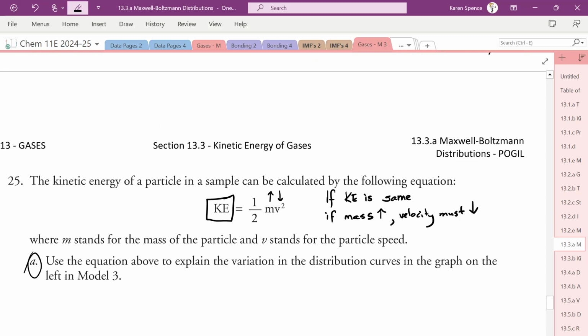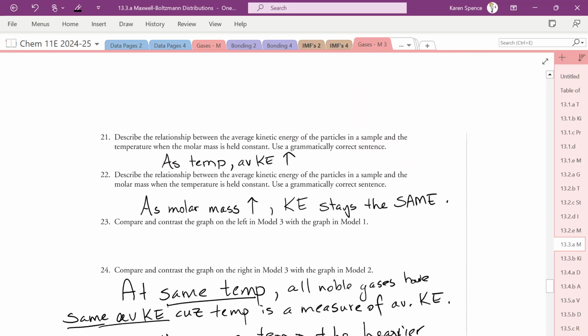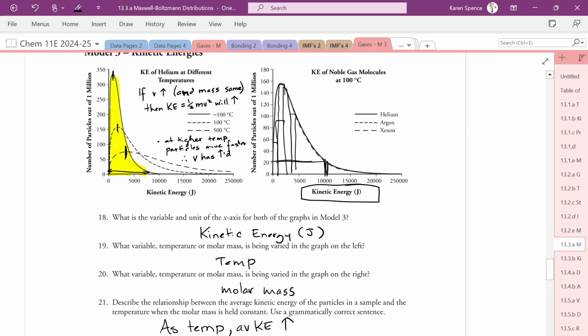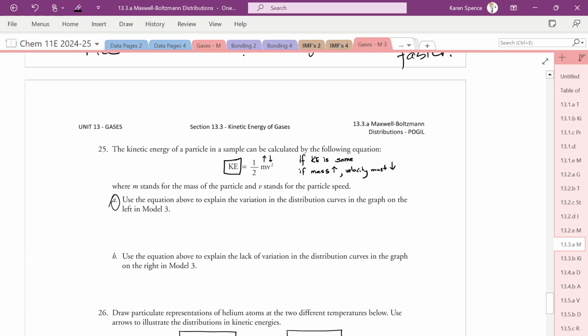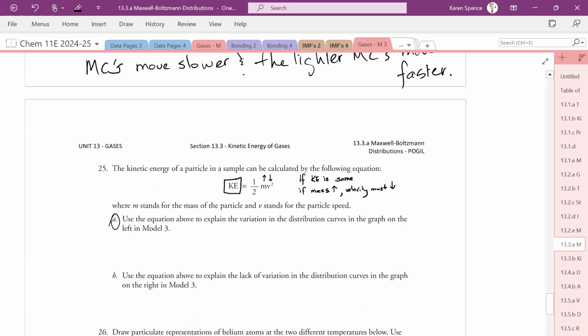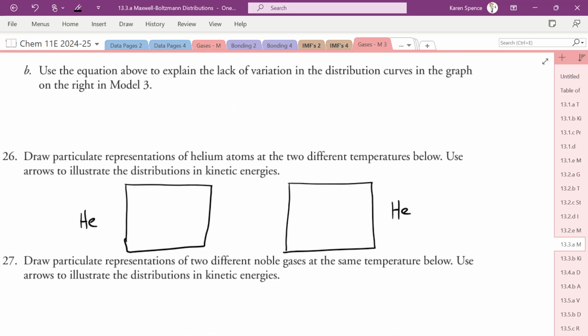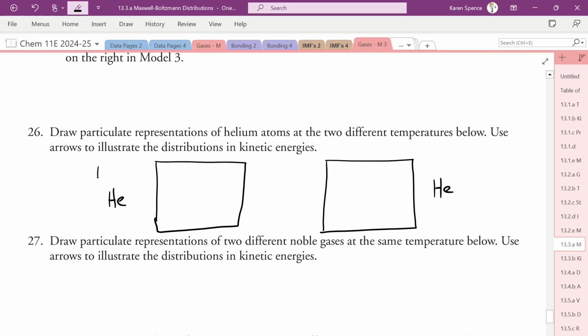And the two different temperatures, what were they? They were 100 and 500, I think. Yeah, okay. 100 degrees and 500 degrees Celsius. And here's our little helium atoms. There we are. 1, 2, 3.